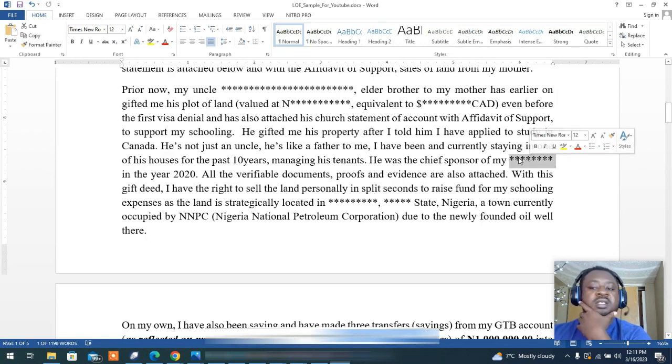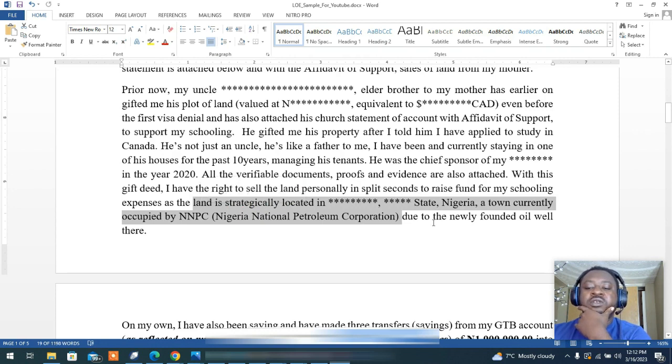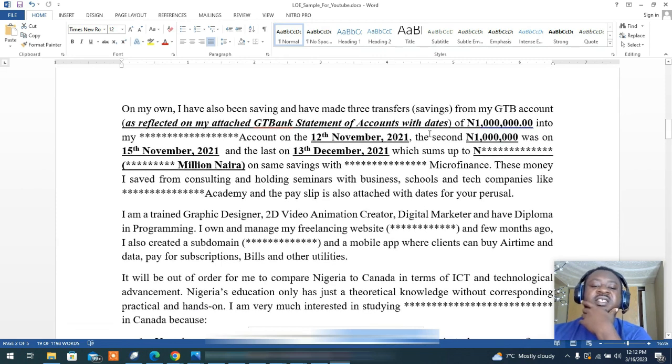a course I did. He sponsored it, so I included the evidence in the year 2020. All the verifiable document proofs and evidence are also attached. With this gift deed, I have the right to sell the land personally in split seconds to raise funds for my schooling expenses, as the land is strategically located in the city, the state, Nigeria, a town currently occupied by NAPC. If you're in Nigeria, you understand this statement. Okay, due to the newly found oil well there. You can see how lengthy and detailed it is.